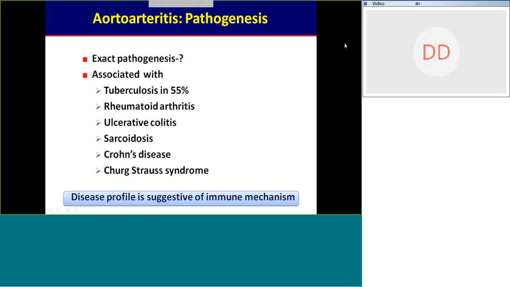Rheumatoid arthritis, ulcerative colitis, other connective tissue diseases, etc., are often described with aortoarteritis, but whether there is a correlation or not, we don't know. I think what we can say with some amount of certainty is that whatever we see is more of an immune mechanism, and we really don't know how it happens and why it happens.